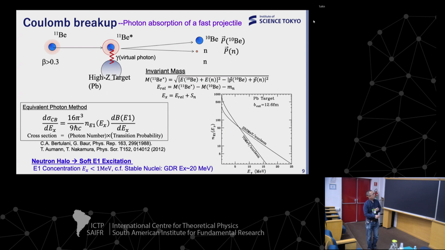Okay, so especially for neutron halos, we have this soft E1 excitation. We expect some E1 strength around here, so that is actually enhanced because of the photon spectrum.